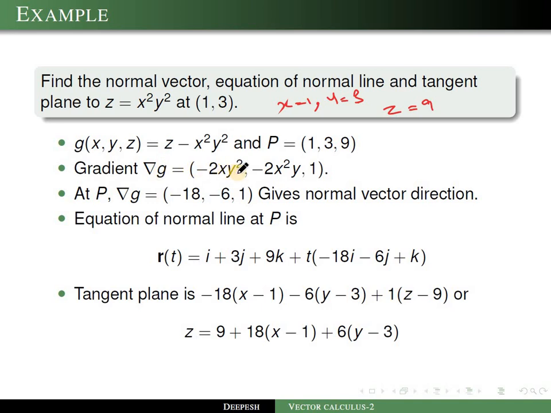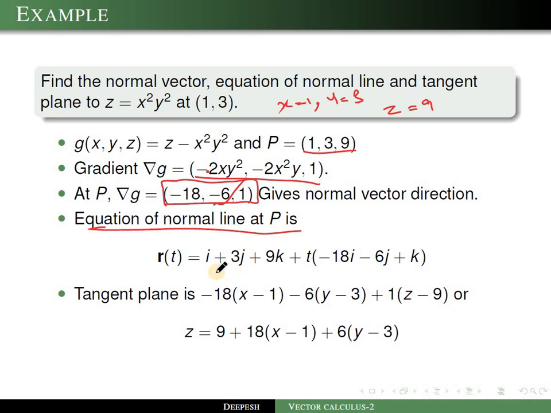So del g is (g_x, g_y, g_z). g_z is 1, and g_x and g_y are −2xy² and −2x²y. You evaluate this at the point (1, 3, 9). What you get is del g = (−18, −6, 1). So the normal vector is del g, that is this vector. If you want the unit normal vector, you divide it by the square root of 18² + 6² + 1. So the equation of the normal line at the point P(1, 3, 9) is r(t); you just need to replace with this normal vector at the point (1, 3, 9).